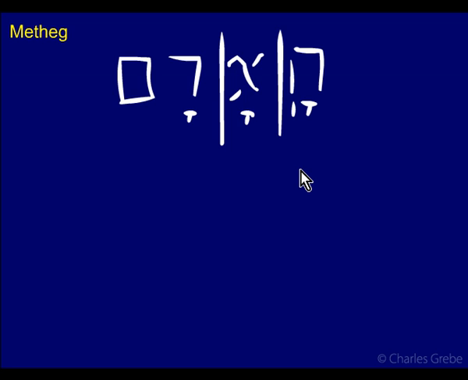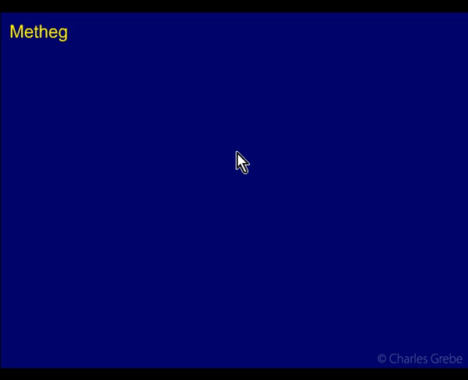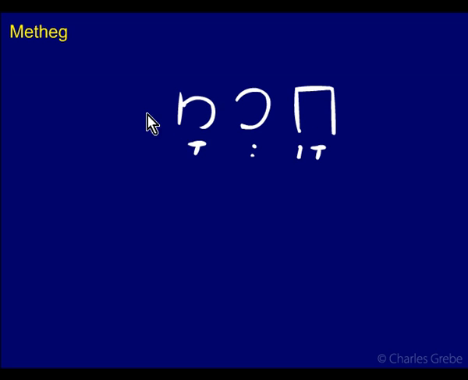Let me go to a new screen. Let's look at a word. Put our metheg there. So with the metheg here, we're going to have a new syllable here. Pause means a new syllable, basically. Chachema. Chachema. That means she is wise.